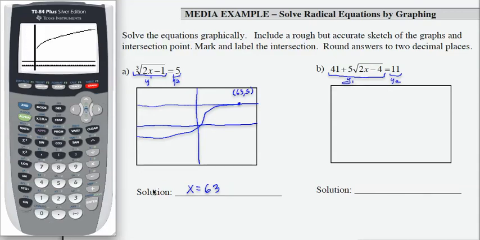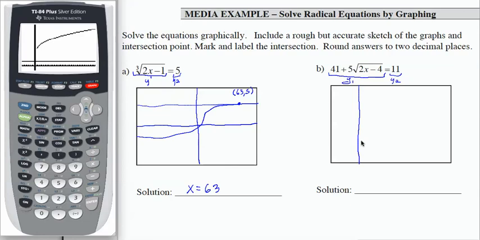Okay, so there's the radical part. Here's the 11 part, and notice that they don't cross. This starting point here is the starting point for the domain of this function, so there are no values for this radical function to the left of that. It's only going to be increasing. This line will never be changing, so the lines never cross.